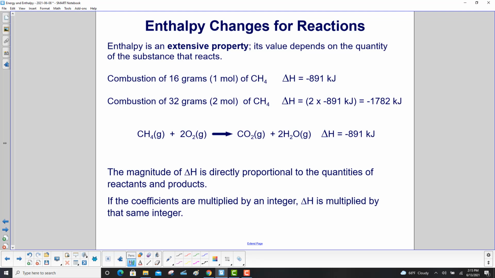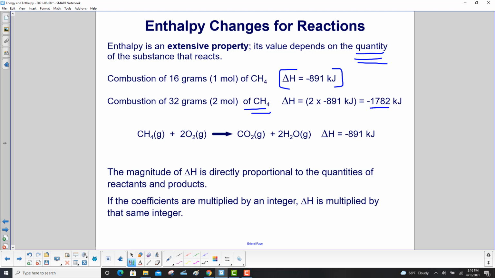Enthalpy is an extensive property. Its value depends on the quantity of the substance that reacts. So let's say we combust 16 grams, that is 1 mole of methane. In that case, the change in enthalpy will be negative 891 kilojoules. But what if we combust 2 moles of methane? In that case, the change in enthalpy is twice the amount of enthalpy change for 1 mole.